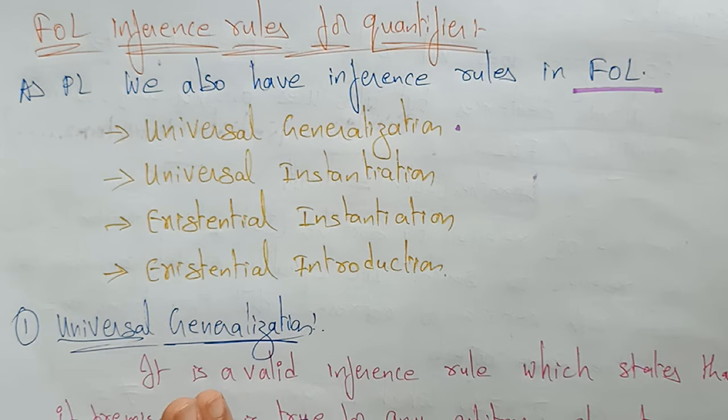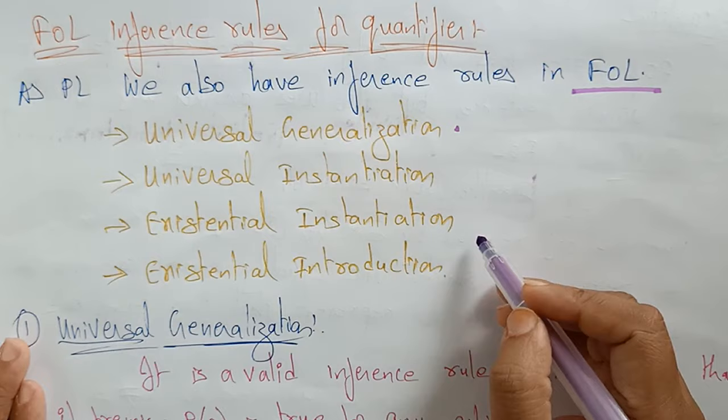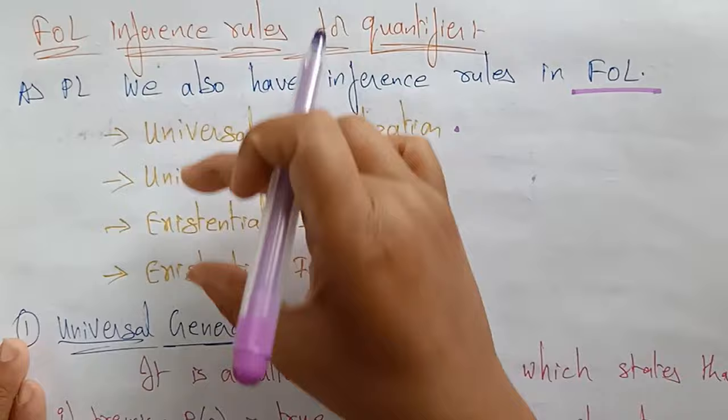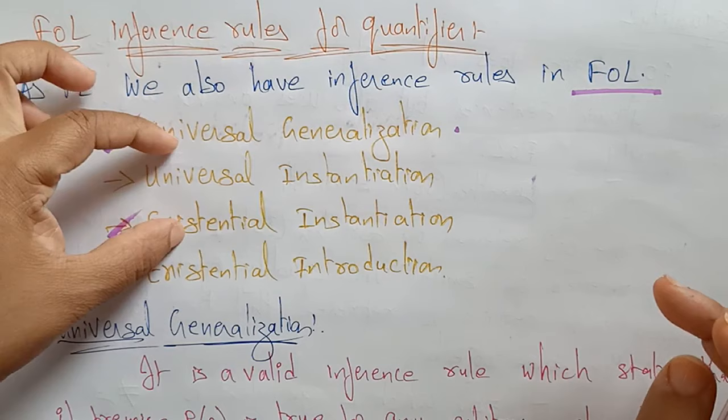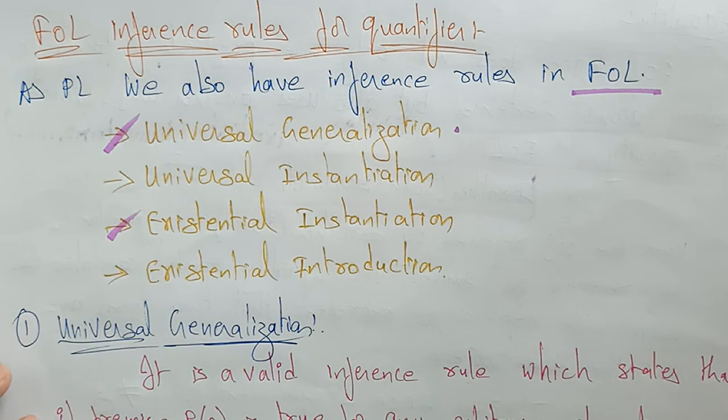So, what are those? Those are universal generalization, universal instantiation, existential instantiation, and existential introduction. Actually, universal and existential are the two quantifiers that we know, right? So the inference rules for these are universal generalization, universal instantiation, and in the same way, existential instantiation and existential introduction. Let's see one by one, what is this universal generalization?